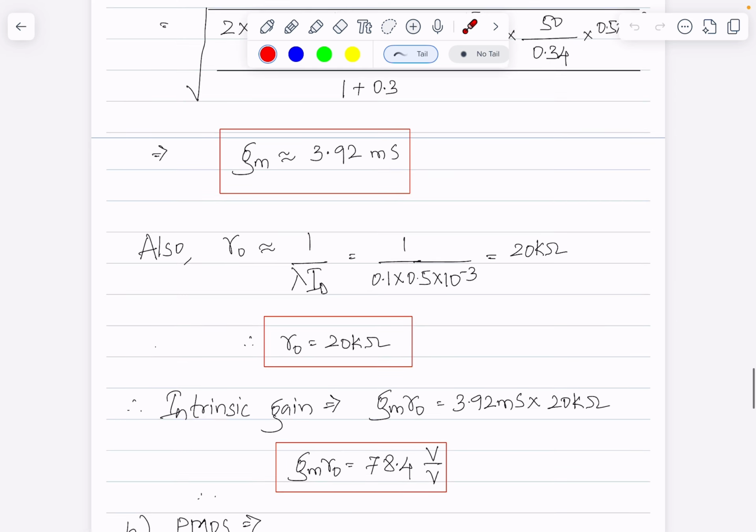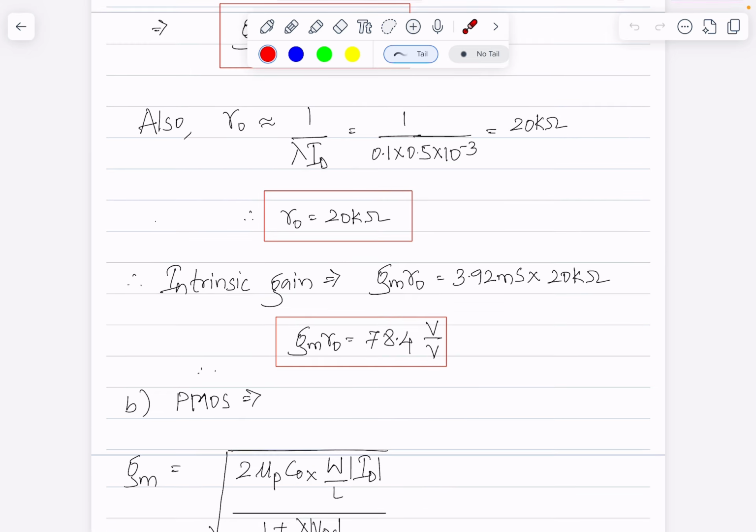Alright. Just so that you know, GM is basically the slope of the ID VGS curve. And R0, which is the output impedance, basically is the inverse of the slope of the ID VDS curve. And it is given as approximately 1 over lambda ID. So going ahead and substituting the values, lambda is 0.1 and ID is 0.5 milliamps. So that gives us an output impedance of 20 kilo ohms.